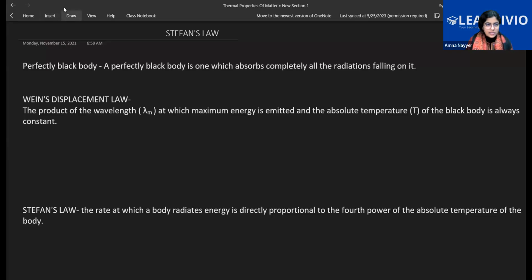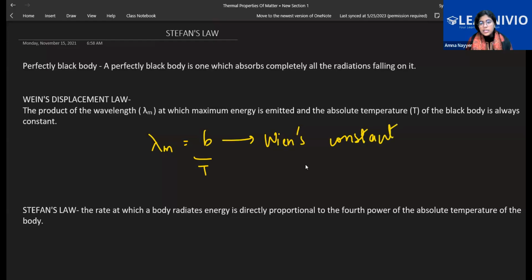So you write this law as lambda m is equal to B by T. What is lambda m? Lambda m is the wavelength at which maximum energy is emitted. Okay, it's the wavelength at which maximum energy is emitted. And B is the Wien's constant. This is the Wien's constant whose value is 0.002829 meter kelvin. This is the constant's value. And this is the wavelength at which maximum energy is emitted. And what is T? T is the temperature.